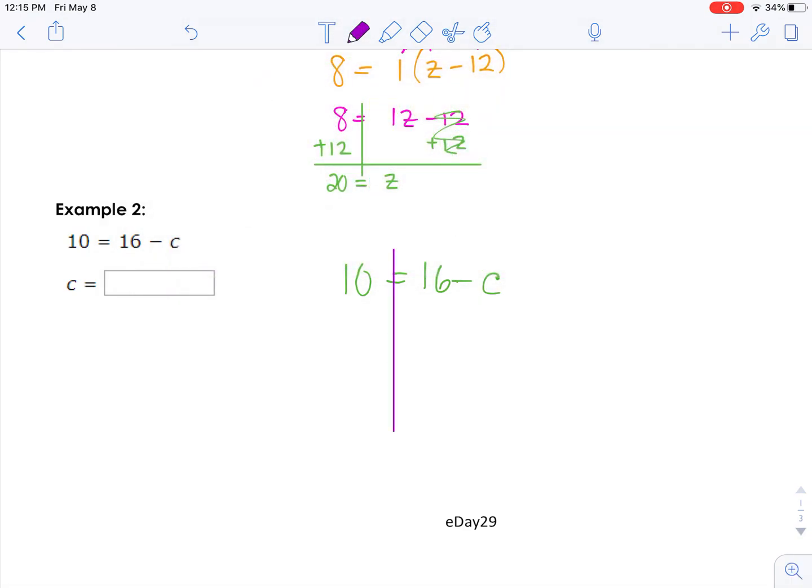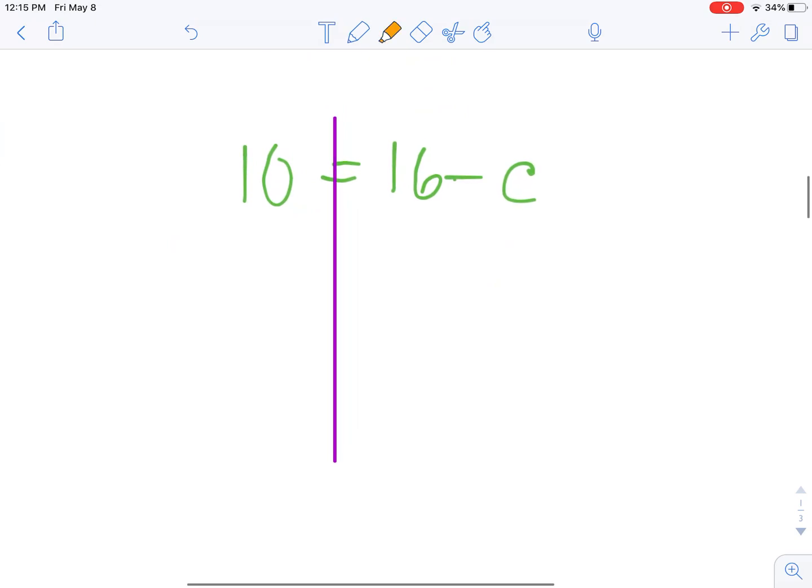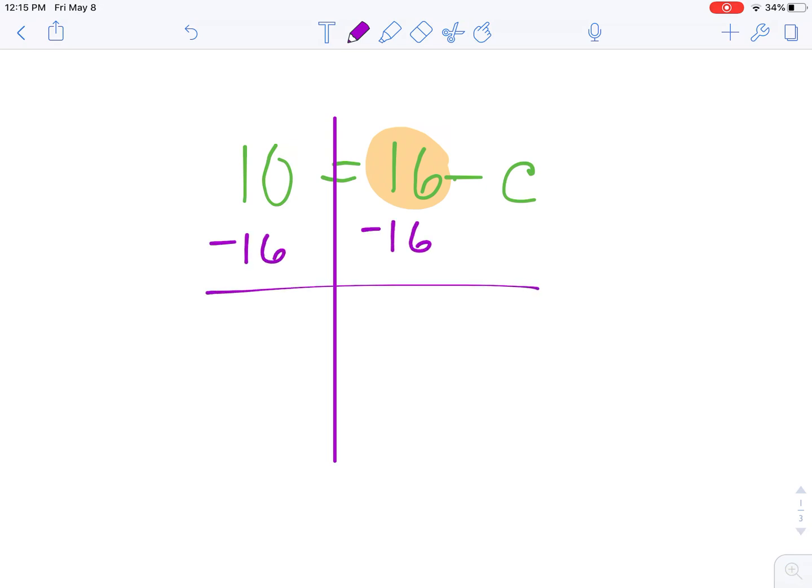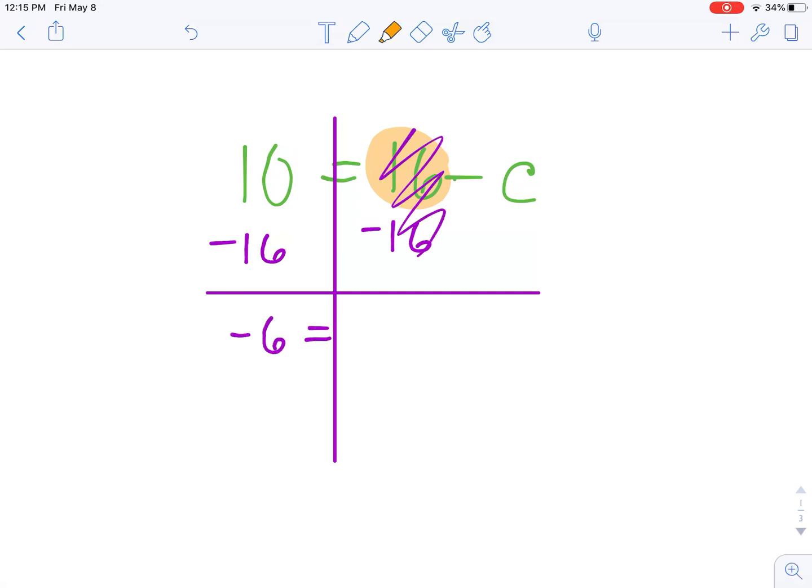So for this problem, first thing we're going to do is we want to move this 16. Always look at the sign in front. The sign in front is positive, so we are going to minus it to the other side. And when you minus it to the other side, you get negative 6. And this will cancel out. When you drop down the c, make sure you take the sign with it. So it's a negative c.